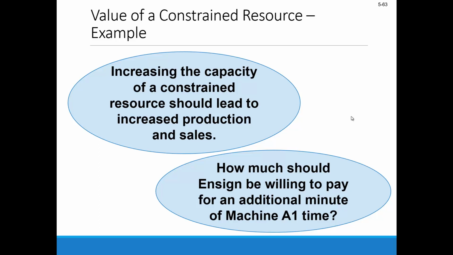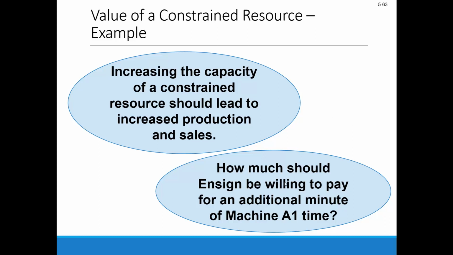Okay, so earlier we said some of these constraints could be things like labor hours. Right? If that's the case, we'd say, well, we might be able to add some staff, some more people on the assembly line. How much should we be willing to pay them? Similarly, if we're talking about an automated process, maybe we can buy some new machinery. How much should we be willing to pay for that?